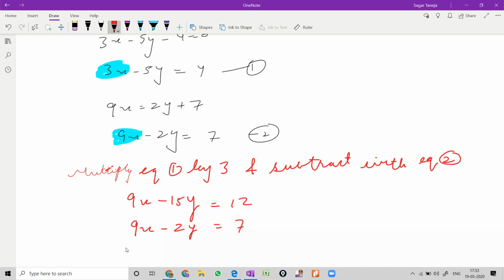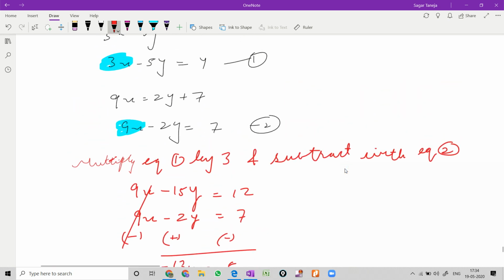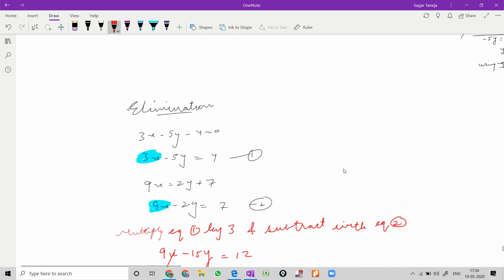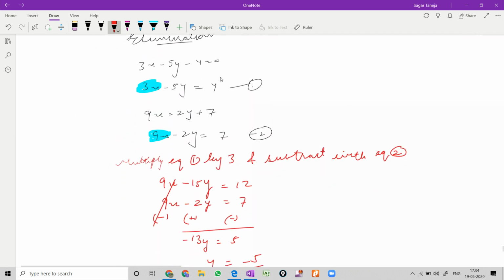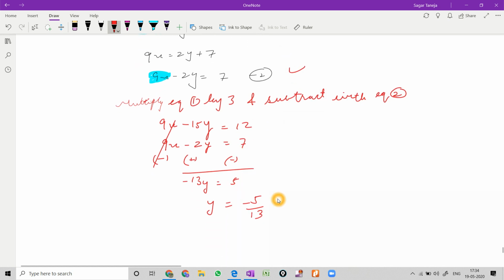Now let us subtract. In subtraction we have to change the sign. This is cancelled out, and here minus 15y and plus 2y, minus 13y, and this is 5. So y is equal to minus 5 by 13. I hope this is clear. So elimination, see how many steps? Only this I have written from the question. These two steps, and we got the answer. I have reduced the number of steps here.